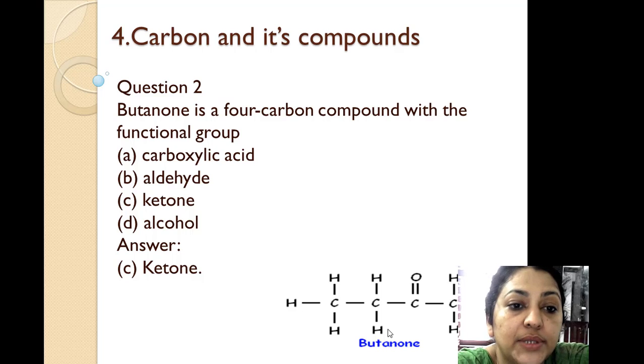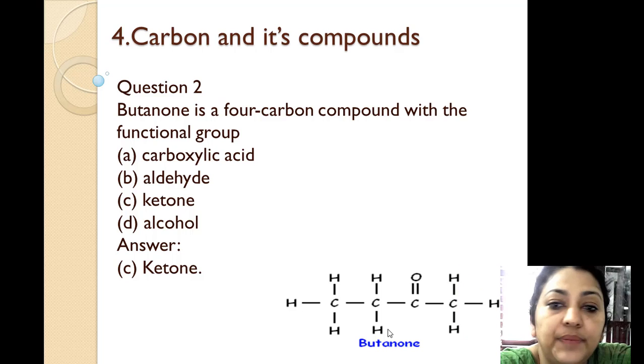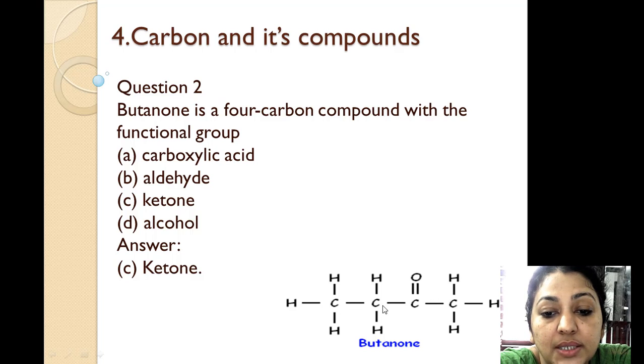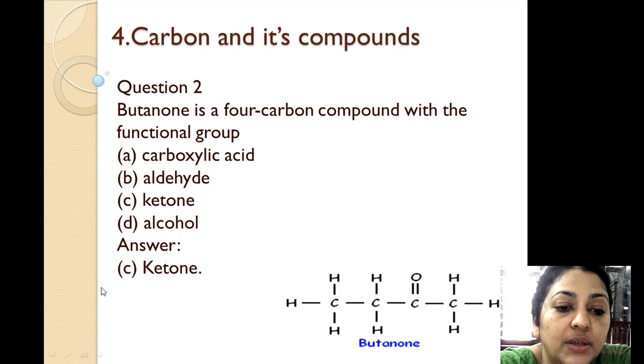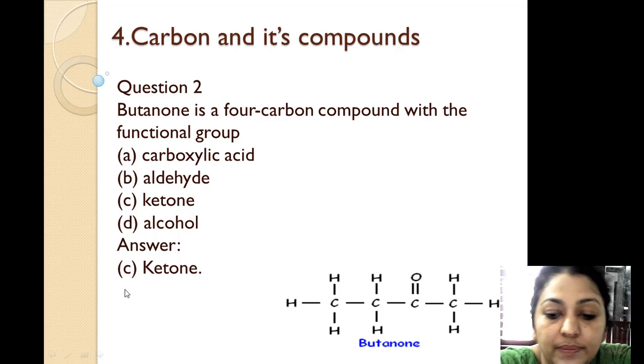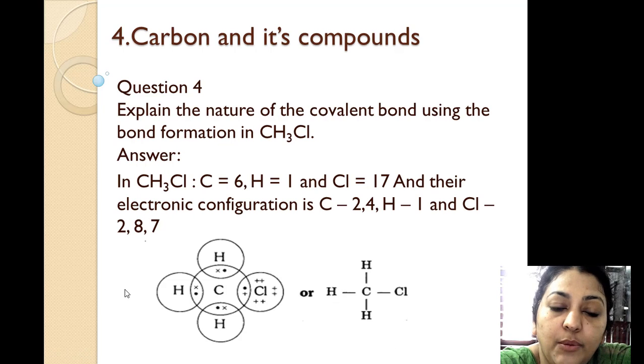Moving to the second question. Butanone is a 4 carbon compound with a functional group. So we know that in butanone, including the functional group, the name is given. It is 'one', isn't it? So ketone is coming. This is the structure of butanone and the functional group is ketone. Question number 3 is from the omitted portion, so we'll move to question number 4.